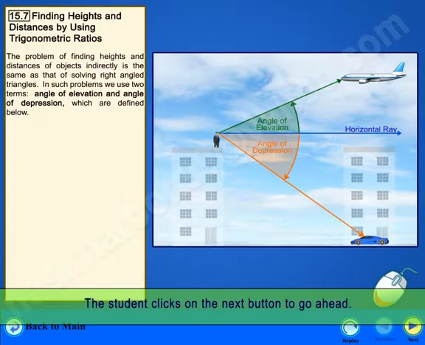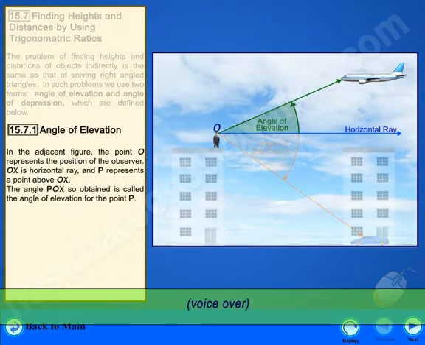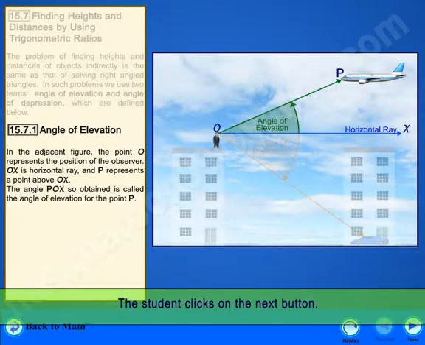The student clicks on the next button to go ahead. Angle of elevation. In the adjacent figure, the point O represents the position of the observer. OX is a horizontal ray, and P represents a point above OX. The angle POX so obtained is called the angle of elevation for the point P. The student clicks on the next button.